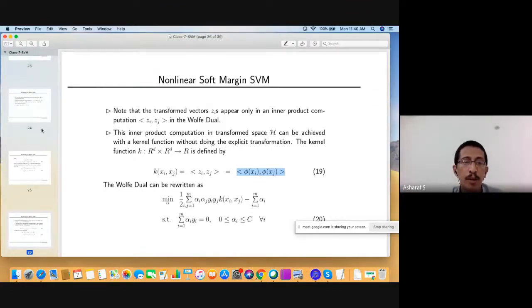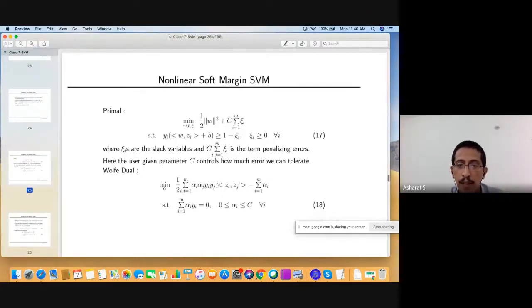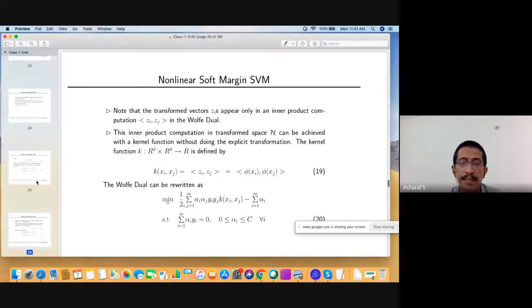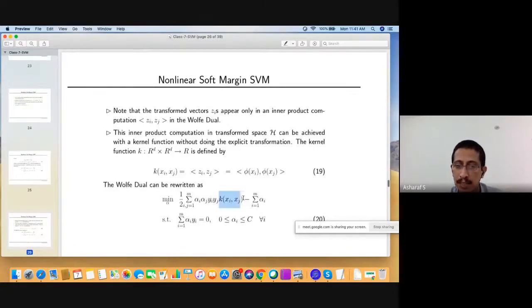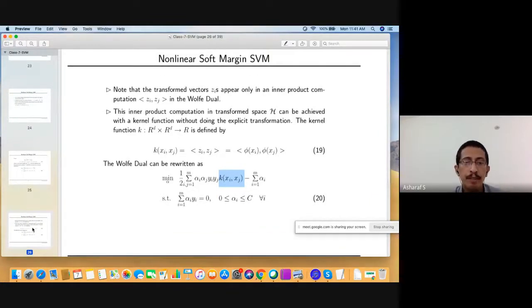Now with the introduction of kernel functions, zi dot zj can be replaced by k of xi, xj. These are functions which take two vectors, the original data vectors, as input, and return the dot product of the transform vectors, which is zi dot zj, which is what I need. And it turns out that such functions do exist. Good. Let's move on.